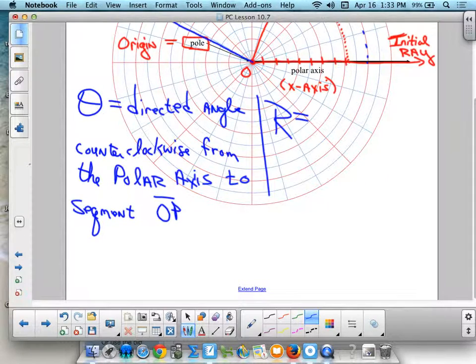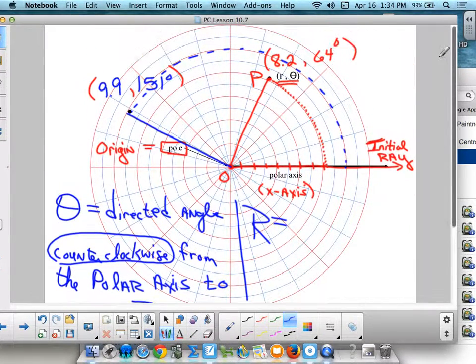Sometimes you listen to these things and go, what? Okay, theta is just an angle. It's a directed angle. What do you mean by directed? If I give you a positive angle, which way are we going? Guys, which way did I go every time? Positive is this way, counterclockwise. From where? The polar axis to segment OP. Where's segment OP? It's right here. What they're saying is start at the x-axis, go this direction till you hit OP. That's theta. That's all you care about.